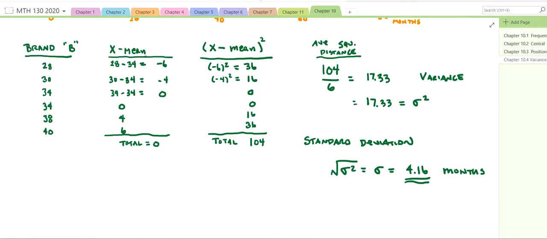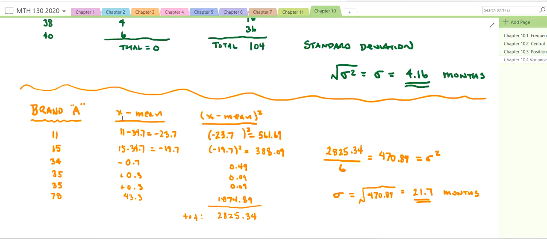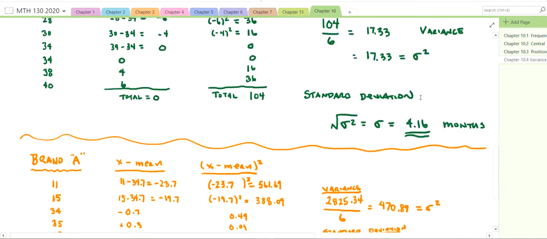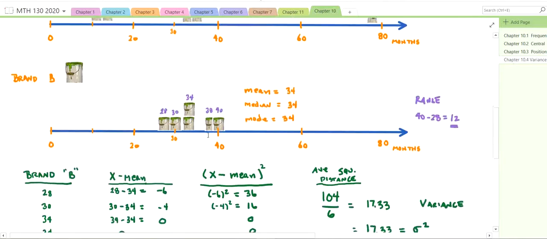Well, let's compare that to brand A. So if I do the same thing, setting up my table, take my value for each of the paint can data points for brand A and subtract off the mean, I get these values. If I square that, I get these values. If I add those squared values all together and total it up, I get 2825.34. And then when I divide it by 6, I get 470.89. This is our variance here for brand A. And this is our standard deviation if I take the square root of that. And so for brand A, I get 21.7 months as my standard deviation. So that's an indication of how the paint cans vary. The number of months they last vary.